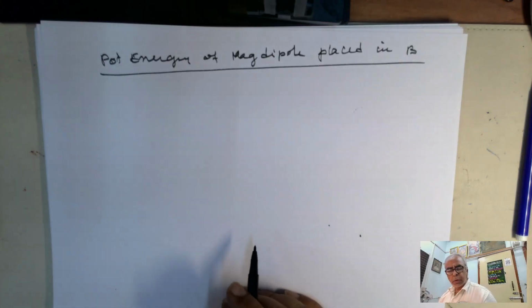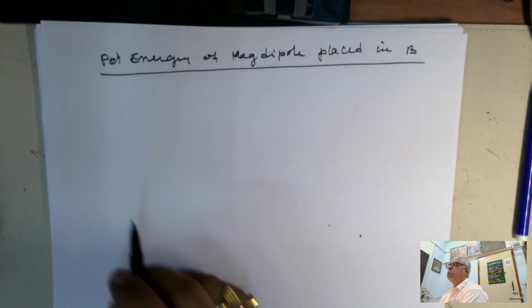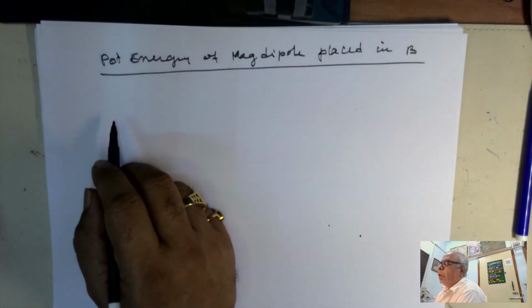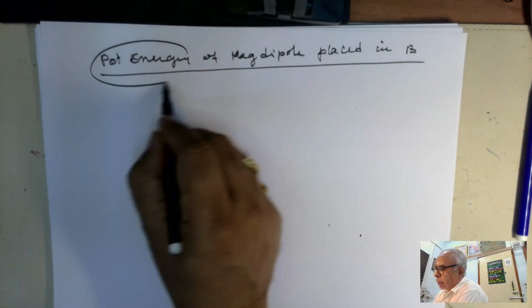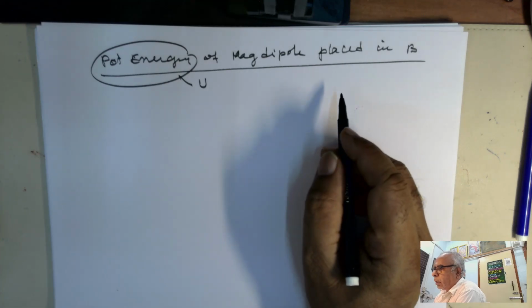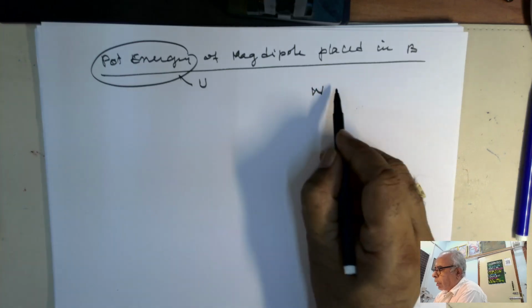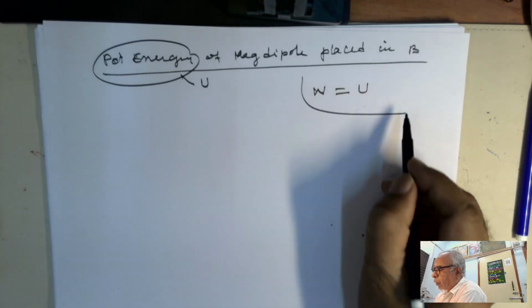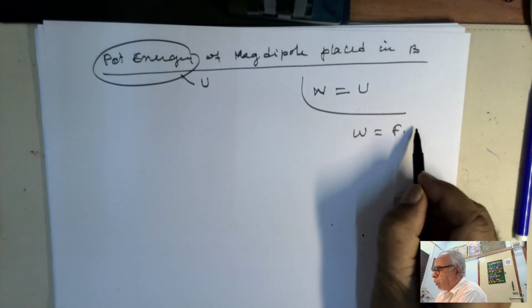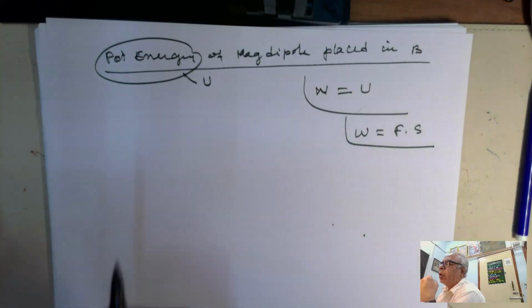So previously we discussed the torque, the twisting force. Then we discussed the time period. Now we are discussing the potential energy. This potential energy is represented as U, which is nothing but the work done when it is stored as potential energy. What is work done? Force into some displacement. Take this down.